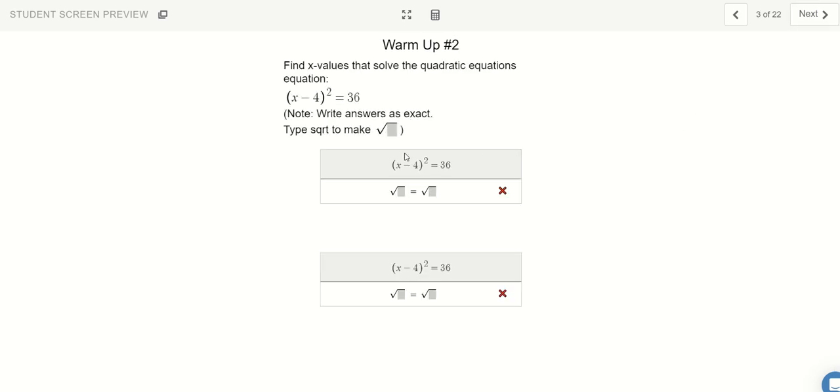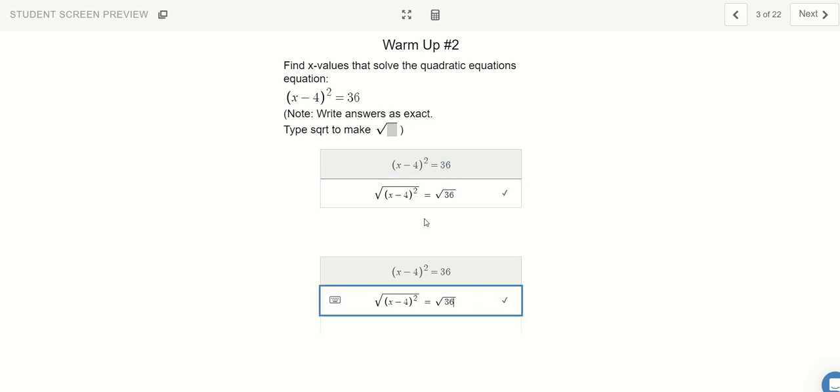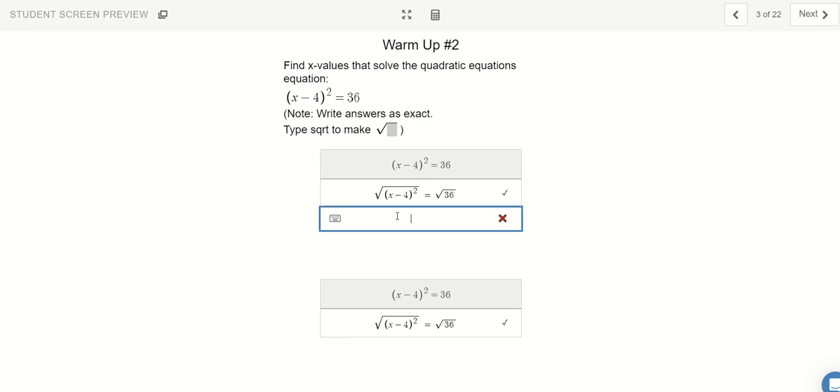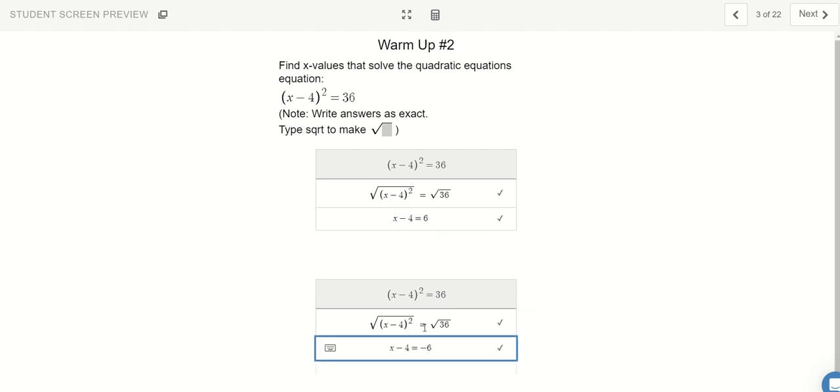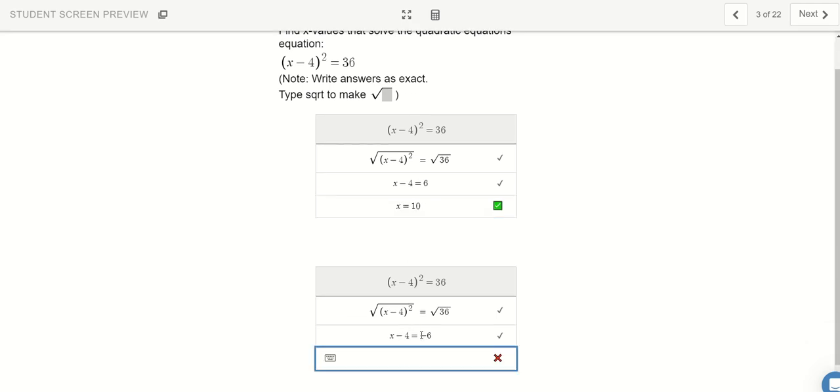All right, for our next warm-up, same thing. We can square root both sides. So put both sides underneath the square root. All right, and notice that the square and square root are going to cancel out. So all we're left with is x minus 4. And the square root of 36 has two answers. It can either be positive 6 or it can be equal to negative 6. Because 6 times 6 is 36, or negative 6 times negative 6 is 36. So adding 4 to both sides, x equals 10, or x equals negative 2.